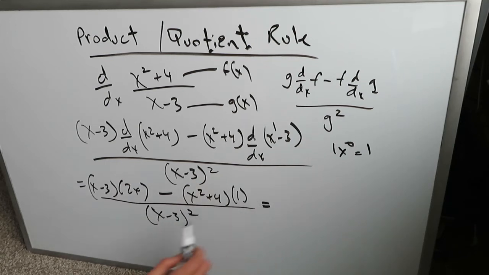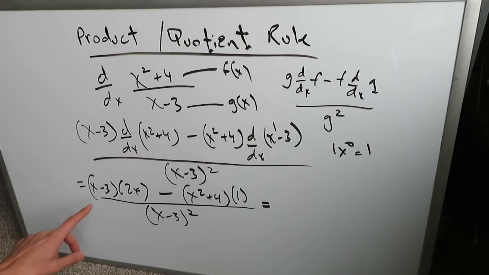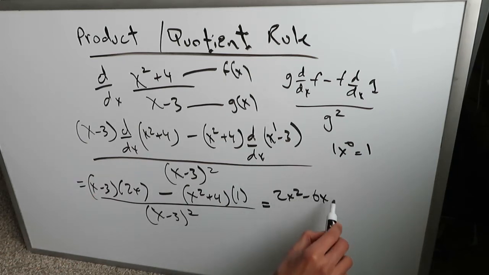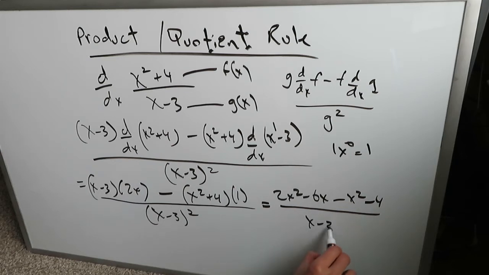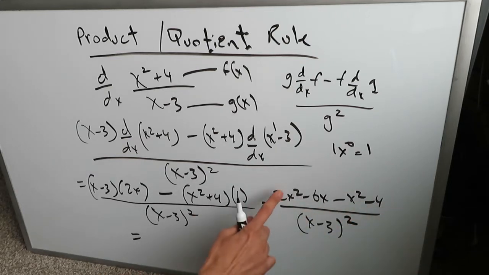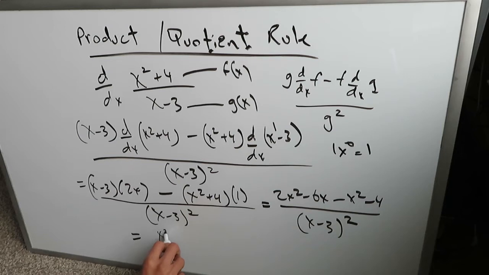We'll see if you can simplify over here, and you can. You just open these things up. You'll get a 2x squared minus 6x minus x squared minus 4 over x minus 3 whole square. Now in the very last final simplification step, we're just marrying things up. The common terms are being brought together. 2x squared minus x squared is just an x squared, and minus 6x minus 4 remains as is, over x minus 3 whole square. And this right here represents your final answer.